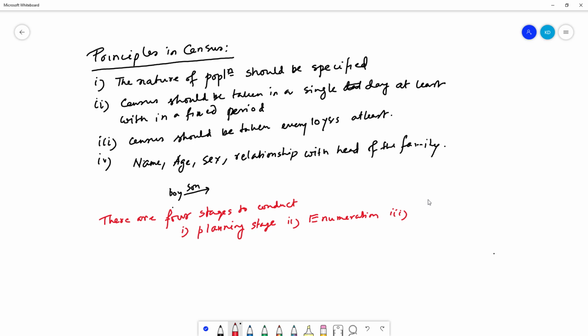There are two procedures of census, that is de facto procedure. In this case, the persons will be counted at that place at the time of taking the census. And next is the de jure procedure. In this case, the person will be counted at his permanent residence. The type of the method should be critically examined.